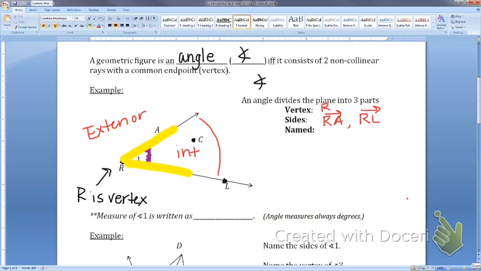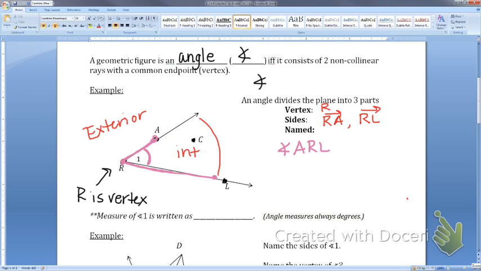But how do we name this angle? An angle is named with 3 points. And with the 3 points, the vertex is always in the middle. All right, so remember we talked about the fact that in the middle, in here, this is the angle, right? So this is what makes up the angle. So I could say this is angle ARL. So A was here, down to R, out to L. That creates the angle.